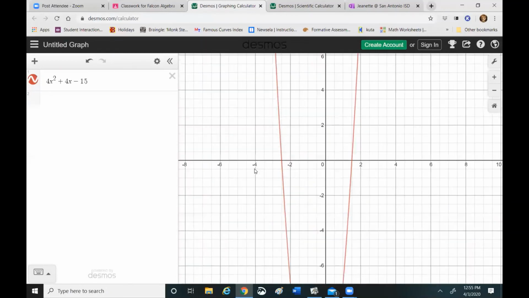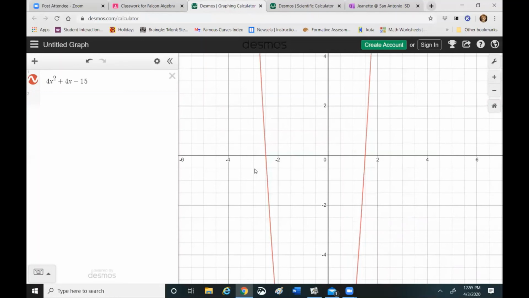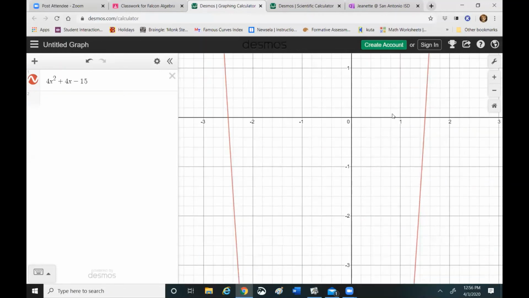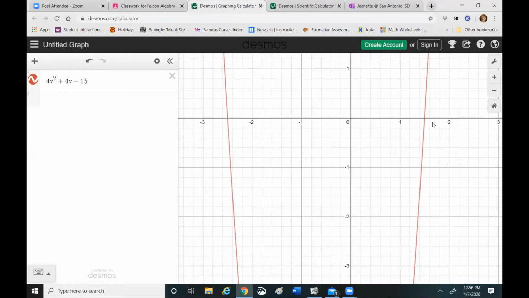Check it out. Guess where this parabola crosses the x-axis. It's 1.5 and -2.5. And that's what we solved for, right?